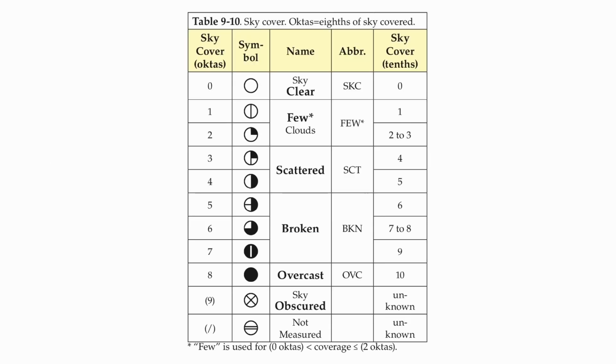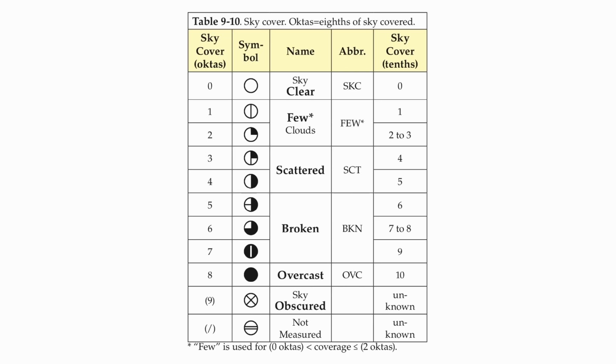Cloud coverage in METARs uses specific abbreviations to show how much of the sky is covered. SKC is sky clear, or 0 octas. FEW is few clouds, which is 1 to 2 octas. SCT is scattered with 3 to 4 octas. BKN is broken with 5 to 7 octas. OVC is overcast with 8 octas. Octas divide the sky into 8 parts.